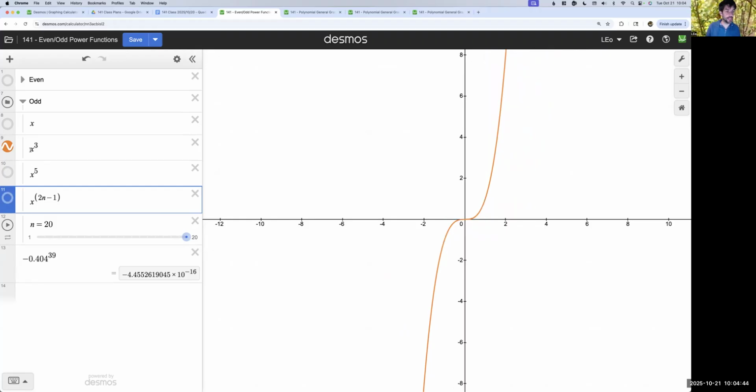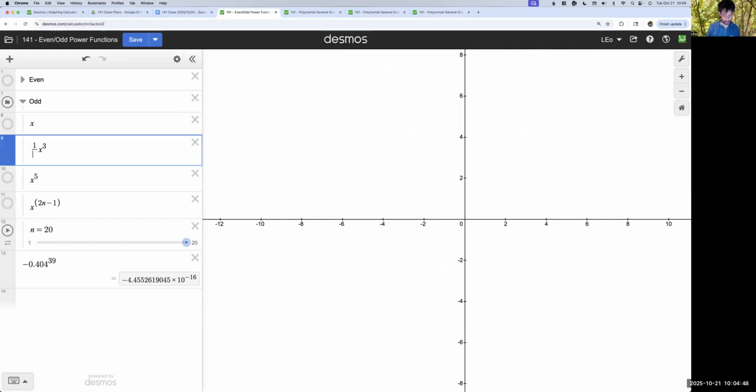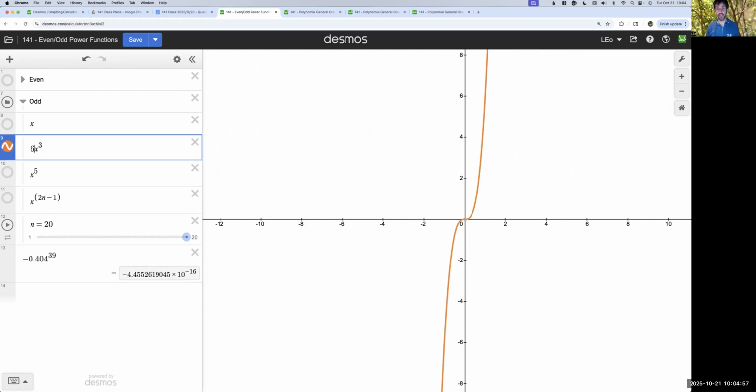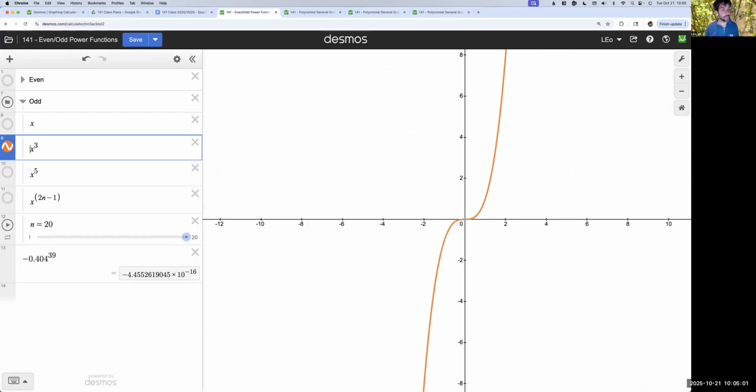And also the same thing, right? We can always scale these. So if I put a 1/2 in front of this or a 1/6 in front of it, we're compressing it vertically, or I could stretch it vertically, right? But the general shape is going to stay the same. So that's why I just looked at the ones with the 1 as the coefficient. Okay, so that's the basics of our power functions.